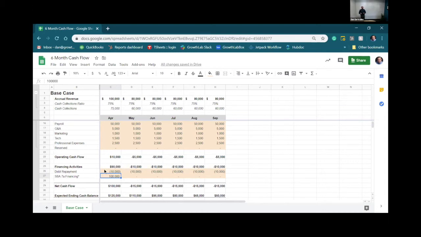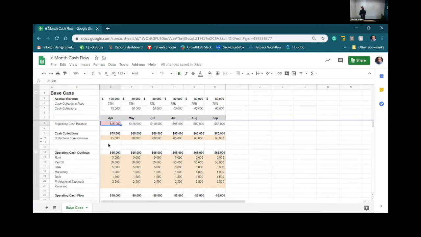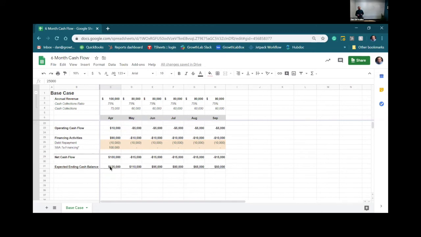So if I take $100,000 in new financing minus the $10,000 that I'm paying to repay, my net, I made $90,000 in cash from financing activities. $90,000 plus my $10,000 from operating cash flow gives me a net cash flow for the month of $100,000. If I add my starting balance of $25,000 in April to the $100,000, I should expect to end April with $125,000 in my account.